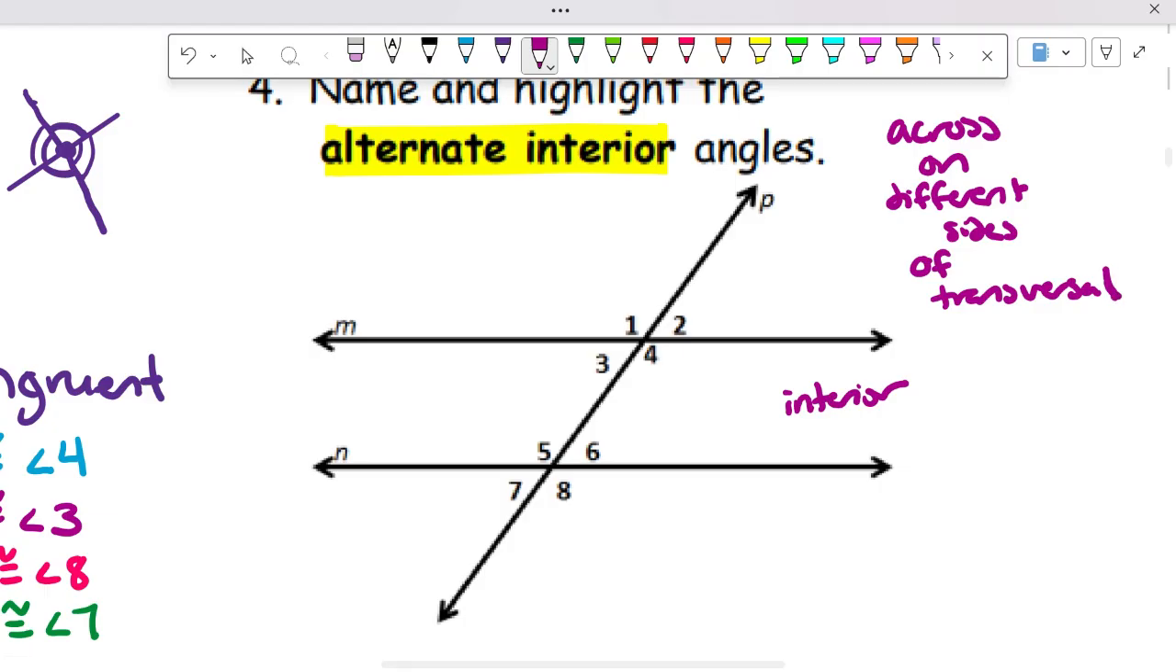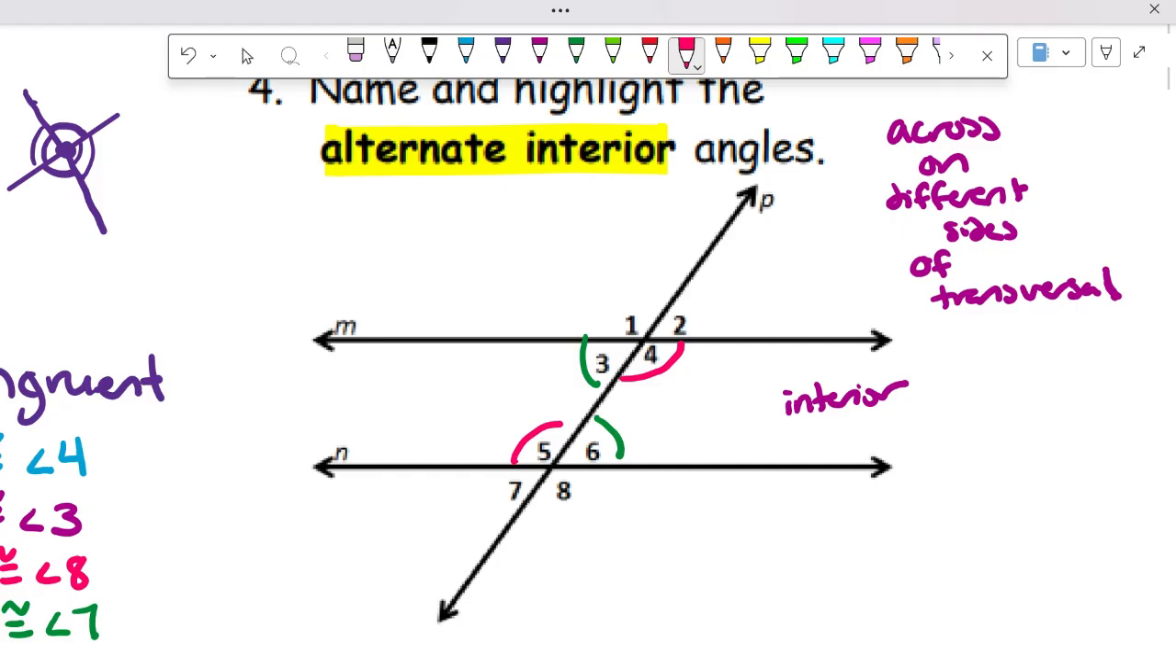So, can someone name me one set of alternate interior angles? 3, 6. Good. What's the other pair? Someone else. 5 and 4. Good. Now, can anyone take a gander at what the connection is? Are they going to be congruent or supplementary? Nope. They're congruent. Now, why are they congruent?